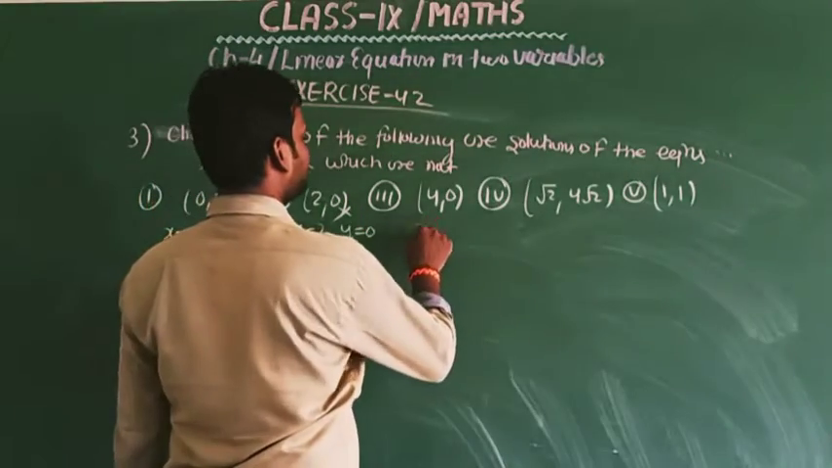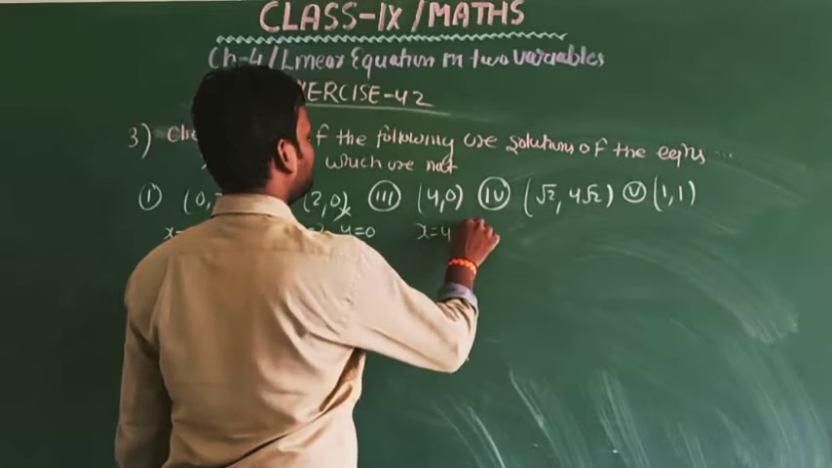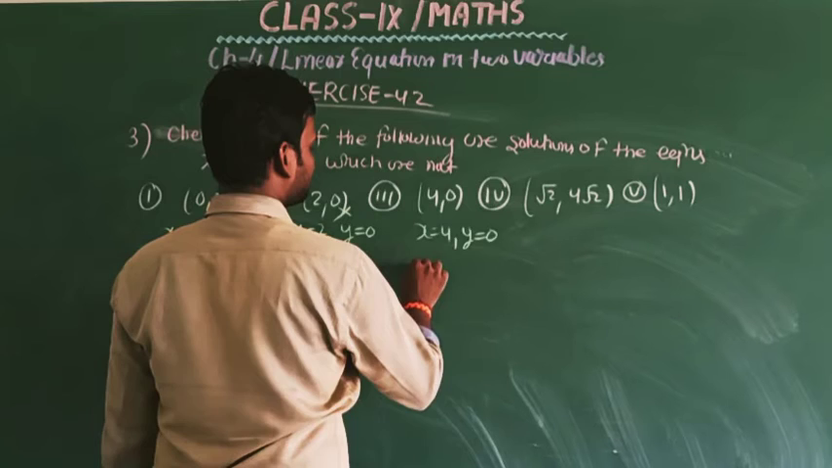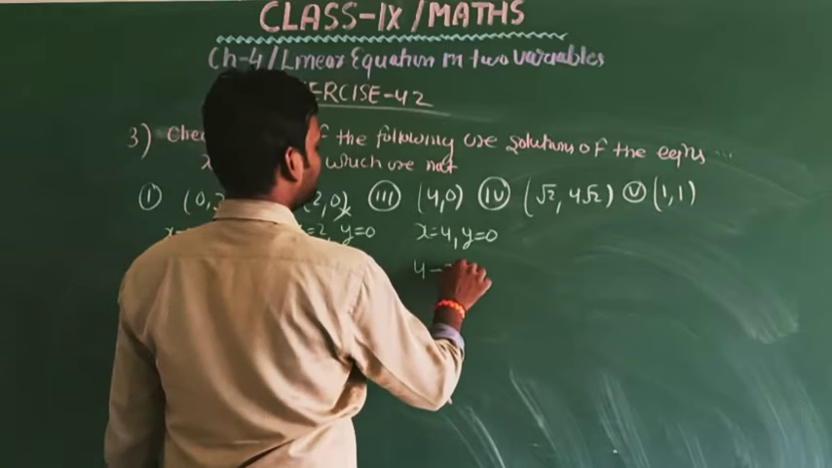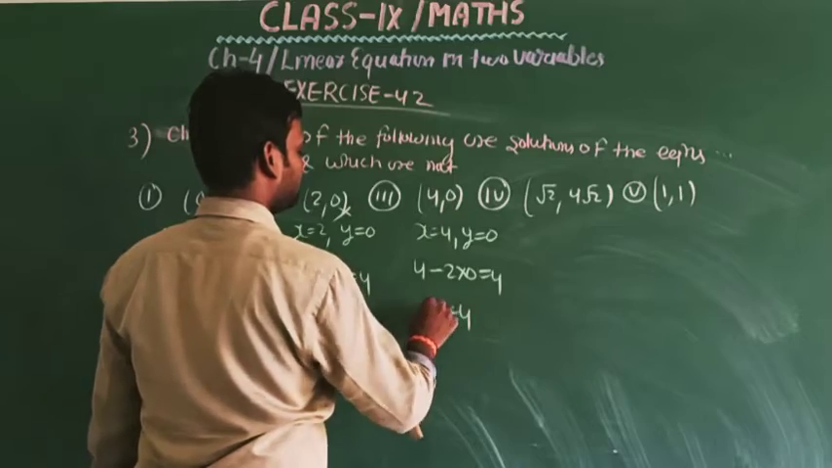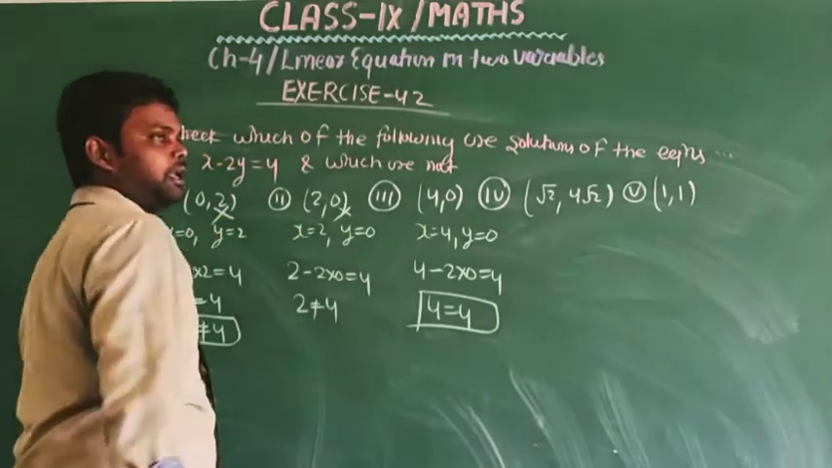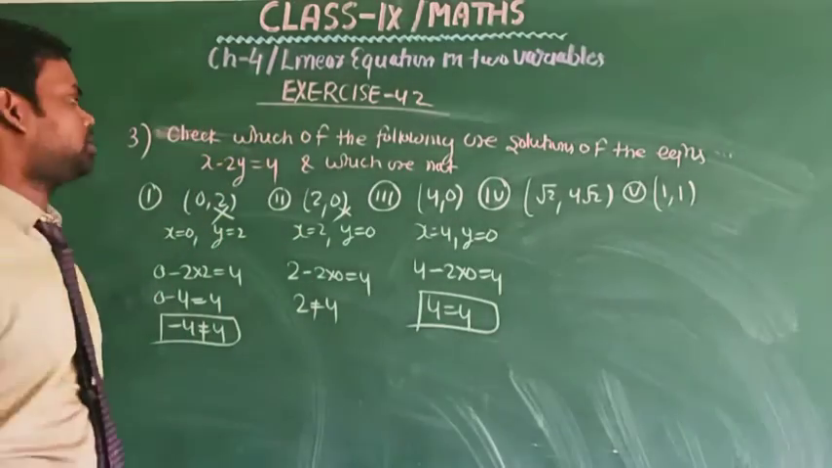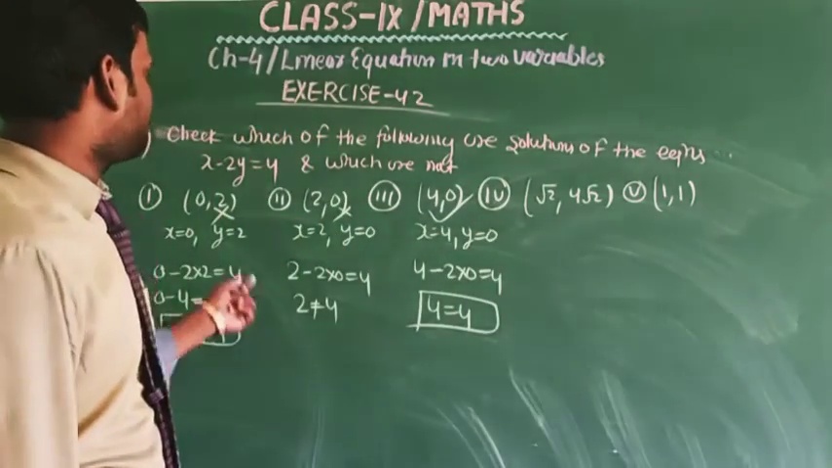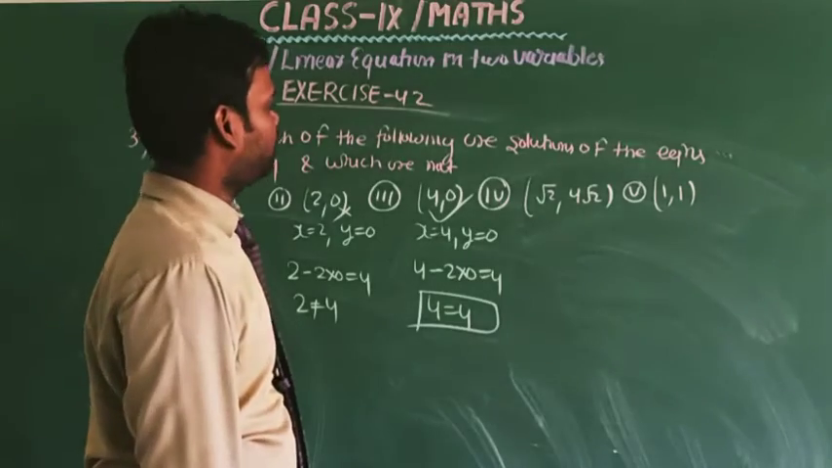Next 4, 0. So x equal to 4, y equal to 0. Now substituting here, this is 4 minus 2 into 0 equal to 4. So 4 equal to 4. We have seen the LHS part is equal to the RHS part. So therefore 4, 0 is a solution of x minus 2y equal to 4.